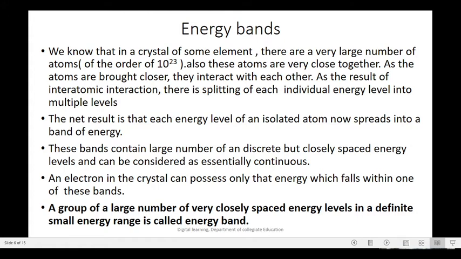These bands contain a large number of discrete but closely spaced energy levels and can be considered as essentially continuous. An electron in the crystal can possess only that energy which falls within one of these bands. A group of a large number of very closely spaced energy levels in a definite small energy range is called an energy band.